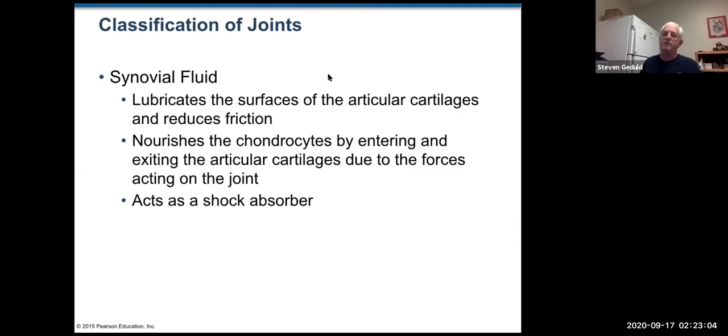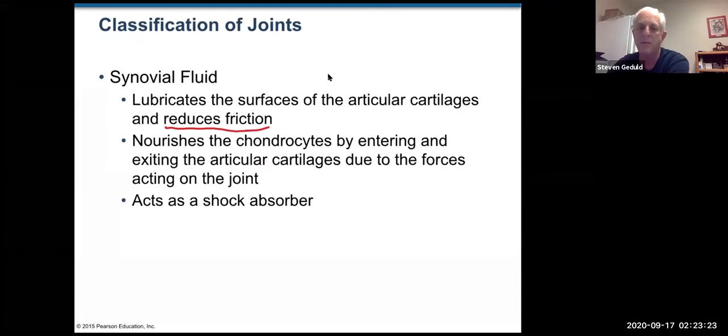Synovial fluid fills synovial joints: TMJ, your elbow, your shoulder, your hip, your knee, all that. It lubricates the surfaces of the articular cartilages and reduces friction. That's its main job, to reduce friction.